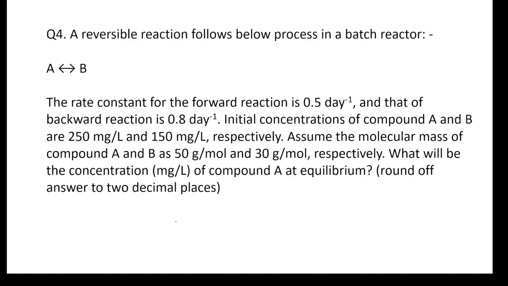Moving forward, a reversible reaction follows the below process in a batch reactor. A is changing to B and it is a reversible reaction. Please remember, it is a reversible reaction. The rate constant for the forward reaction is 0.5 and backward is 0.8. So the backward reaction is faster. Initial concentrations of compounds A and B are 250 and 150. Assume that the molar masses of compounds A and B are 50 gram per mole and 30 gram per mole.